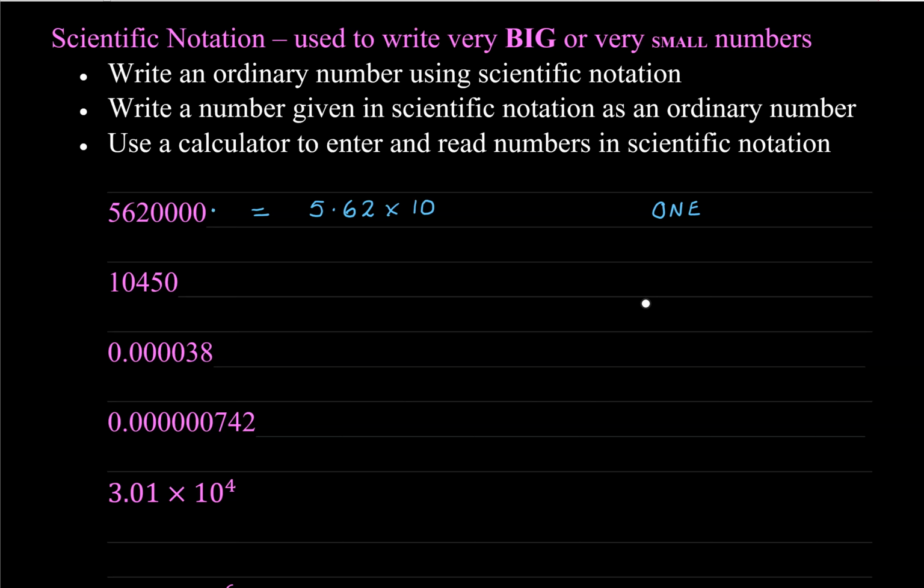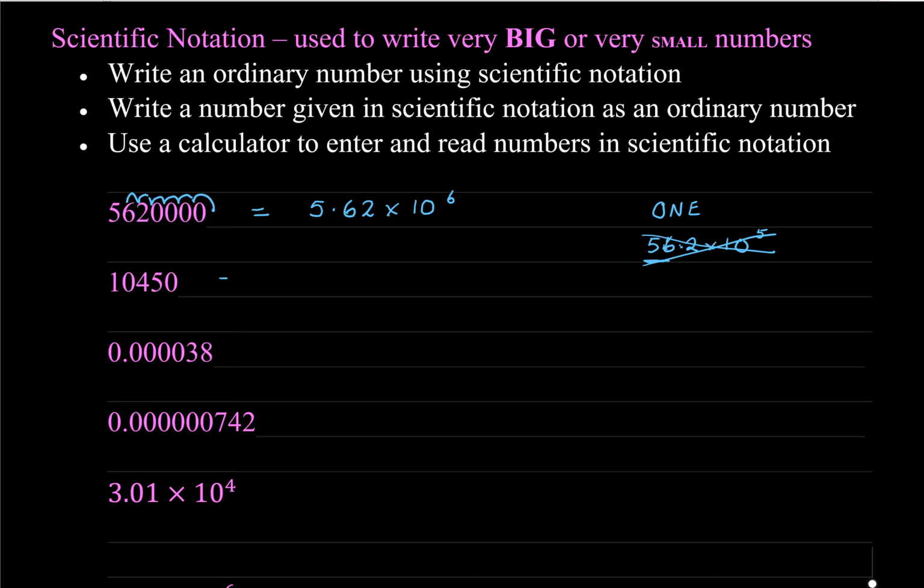Okay, so we count. Here's a decimal at the end. 1, 2, 3, 4, 5, 6. So this becomes 5.62 times 10 to the 6, and that's it. Technically, if we said 56.2 times 10 to the 5, well, that would be the same number, but this is not in scientific notation because you've now got two numbers before the decimal point. So that would not be accepted.